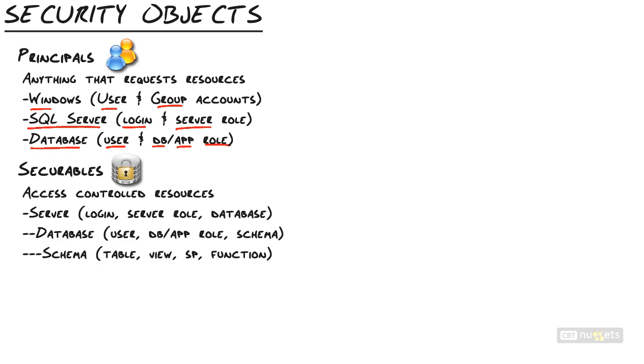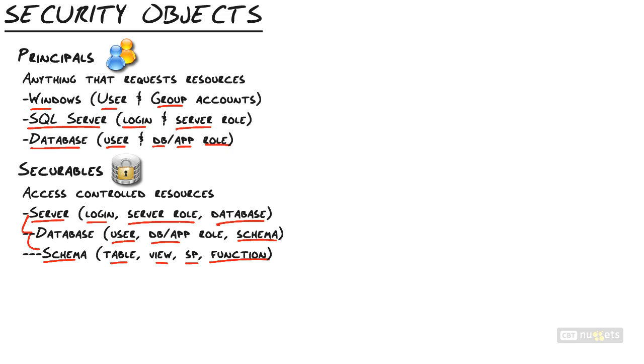Securables are those objects that require authorization. So they're access controlled resources. And in SQL Server, we have server level securables. And this is a hierarchy, by the way. But we have server level, and this is just not a complete list by any means, but we have login, server role, database. At the database level, we have user, database and application roles, schemas. And then at the schema level, we have all the things we're really going to be concerned with here: tables, views, stored procedures, and functions, just to name a few.